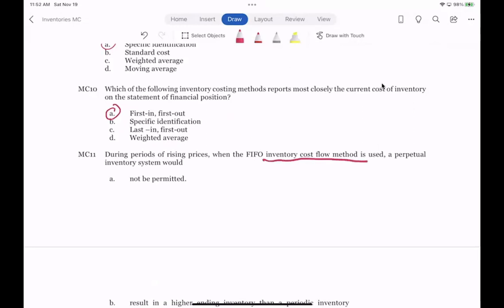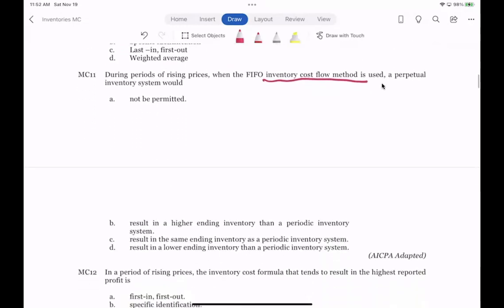During periods of rising prices, when the FIFO inventory cost flow method is used, a perpetual inventory system would not be permitted. It's permitted regardless of the trend in the prices. Letter B, result in a higher ending inventory than a periodic inventory system. No, they result in the same. So this is the only costing procedure that would give you the same cost of inventory whether we use the periodic or the perpetual, and regardless as to whether there are rising prices, decreasing prices, or just steady prices. Therefore, it's letter C.